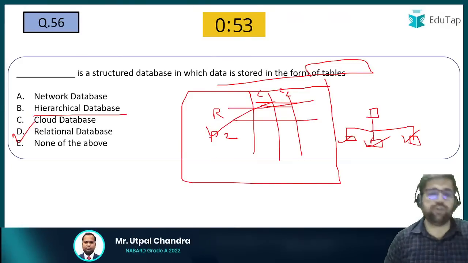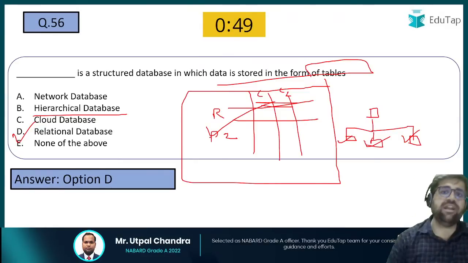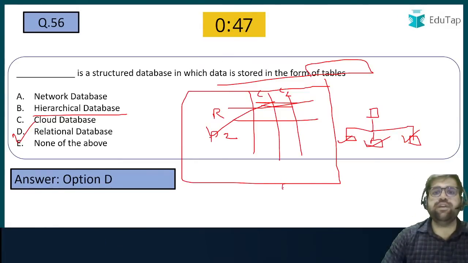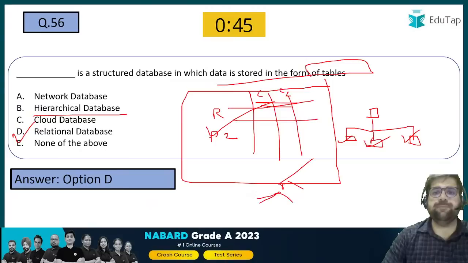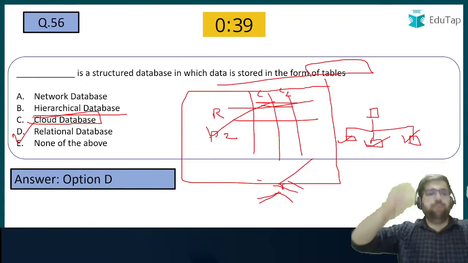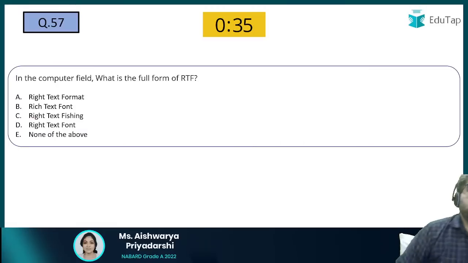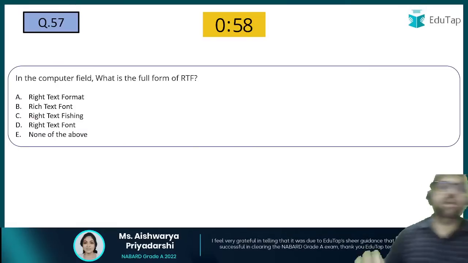Till in this particular question, I can see maximum of you have got confused. Network database means that a computer is connected to different networks. Simple. That is what your network database is. Cloud database, you all are connected on the cloud computing. What is cloud computing? That I have already discussed with you. Okay.